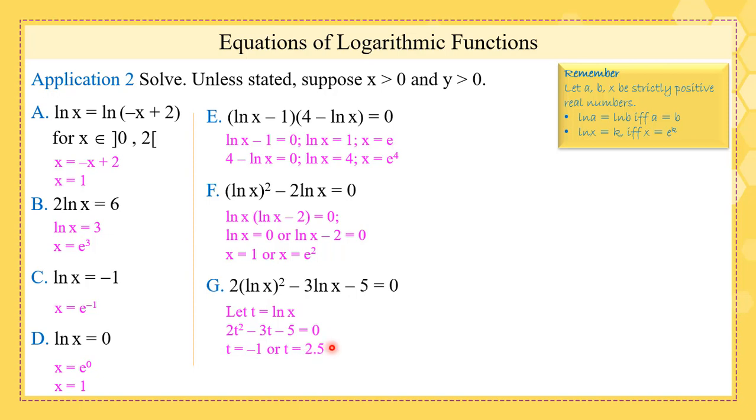But remember, we are not searching for t, we are searching for x. So we go backward to the relation between t and x. So ln x is negative 1 or ln x is 2.5, which means that x is e to the power negative 1 or x is e to the power 2.5.